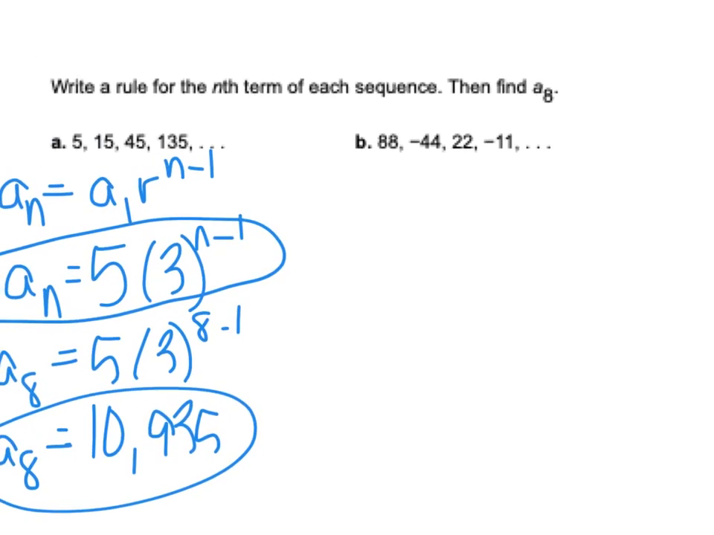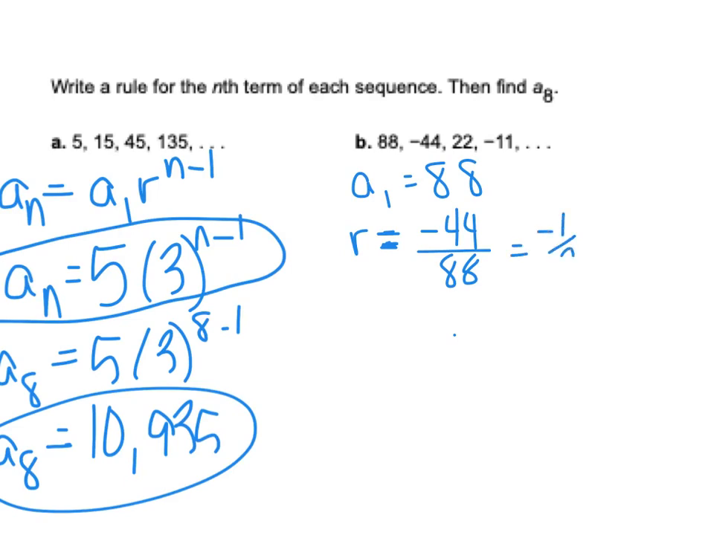If you look at letter B, we need to have two things. We need to know what a sub 1 is. Well, that's 88, that's easy. R, if you pick two terms in our sequence, is negative 44 over 88, or you could do 22 over 44, which simplifies to negative 1/2. And that's basically like dividing by negative 2, I guess.